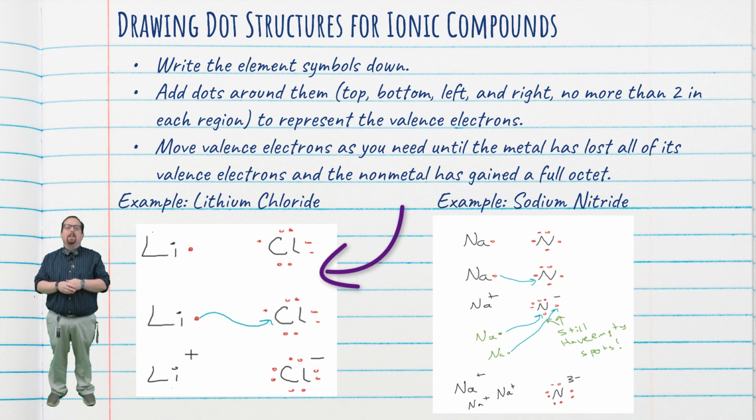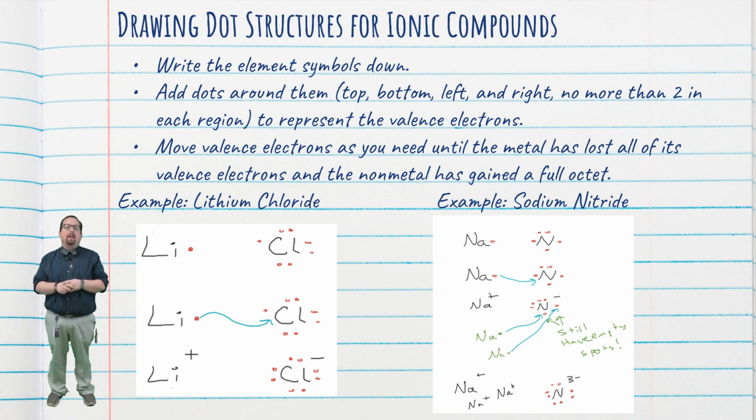For example, here's lithium chloride. We start out with the lithium and chlorine atom. Then we move lithium's 1 valence electron to chlorine. Chlorine has exactly 1 space to be filled, so when we put that electron over there, the chlorine now has 8 and it's all done. In the final step, you redraw your symbols to show lithium without any valence electrons, and it has a 1 positive charge, and the chlorine with 8 electrons and a 1 negative charge.